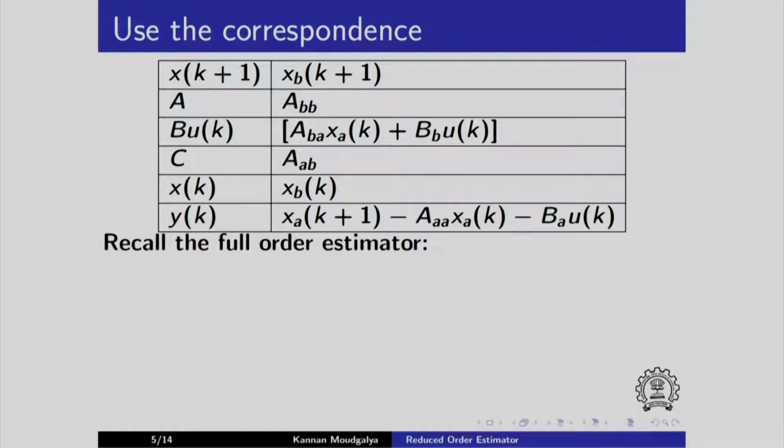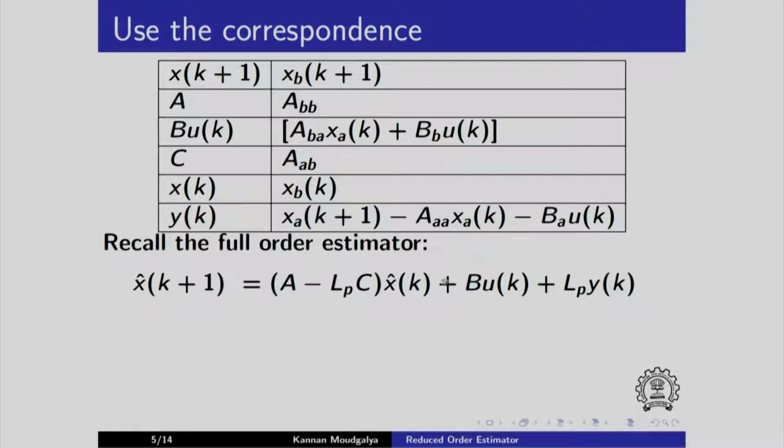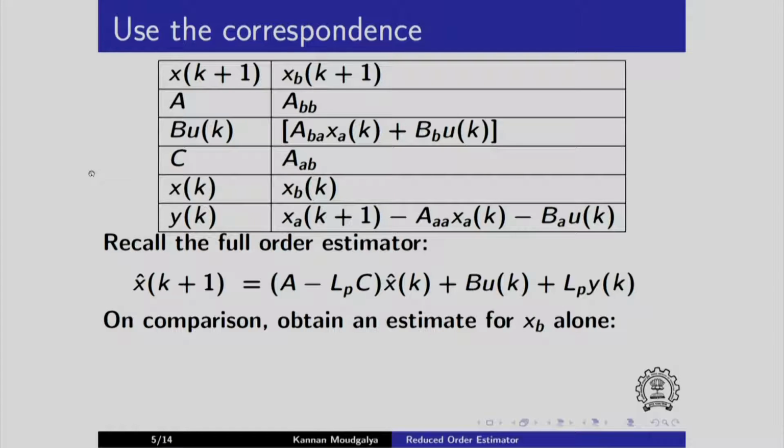Let us recall the full order estimator that we derived in the previous week. This was the full order estimator. Let us use the correspondence here. So in the place of X we have XB. We put the hat here as here. In the place of A I put ABB. In the place of LP I use LPB. This is the unknown. In the place of C, AB.